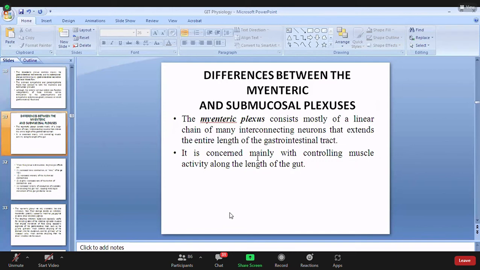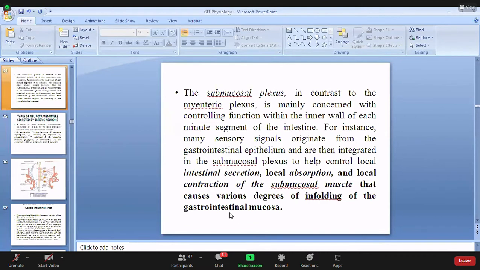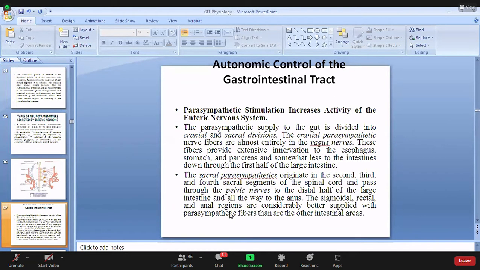Actually, you have not gone through the nervous system. That's why you are facing some problems regarding the sympathetic and parasympathetic. What is sympathetic and what is parasympathetic? Do you have any idea? Sympathetic is stimulatory and parasympathetic is inhibitory.